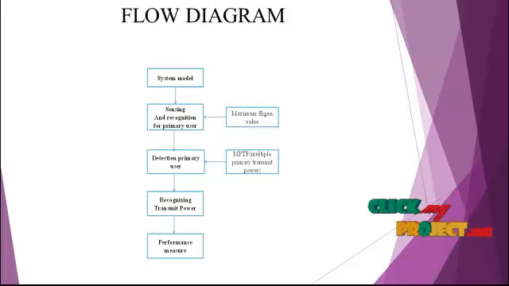Initially, we create a system model for cognitive radio networks. Next, we have to sense and recognize the primary and secondary users to calculate the maximum eigenvalues. Next, we detect the primary users at the receiver side by using MPTP, that means multiple primary transmit power. Next, we have to recognize the transmit power for primary users. Finally, we calculate the performance measure for maximum eigenvalues and detection probability.